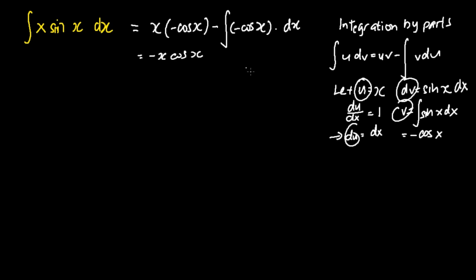So this is equal to the negative of x cosine x plus the integral of cosine x dx. And we know that basically the integral of cosine x is just sine x. And hence the final answer to the integration of x sine x dx is basically equal to the negative of x cosine x plus sine x plus c.